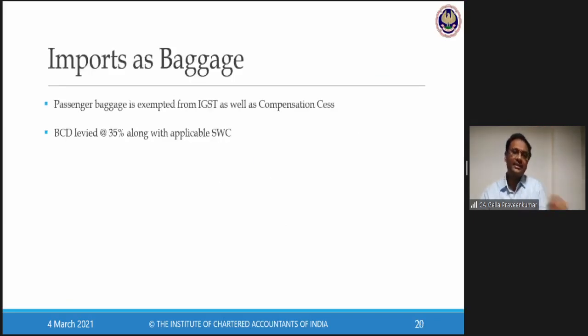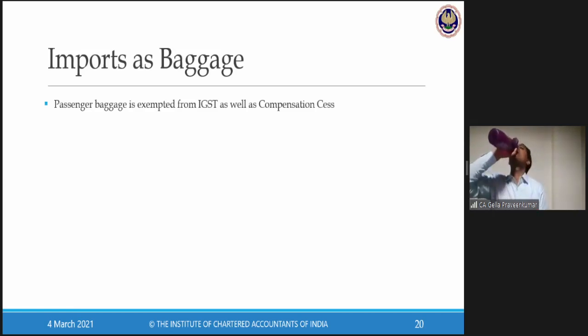Now, next aspect is imports as baggage. This is one small concept. Again, examination, expect the unexpected, 2 marks theory question. In relation to baggage, my GST law says that baggage is an item which is your personal belongings. Under customs law, they have defined what is your baggage, what is permissible under baggage, what is the value of consignments you can get as baggage.